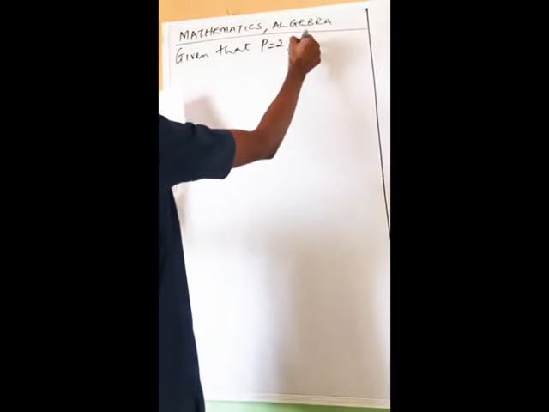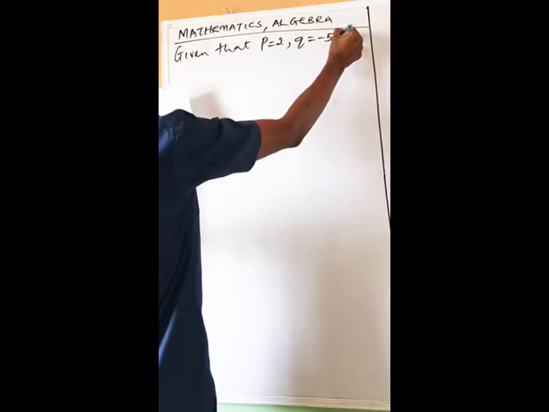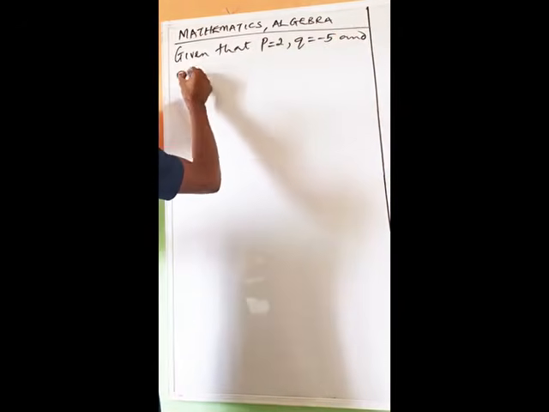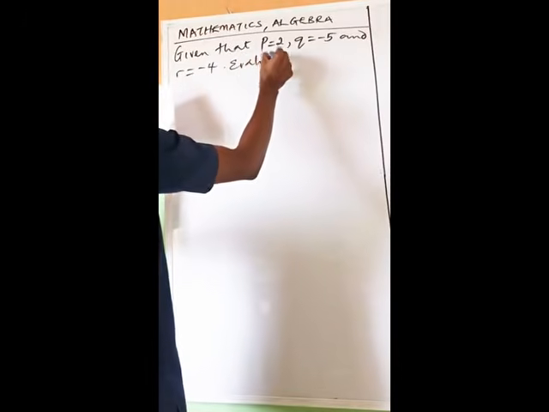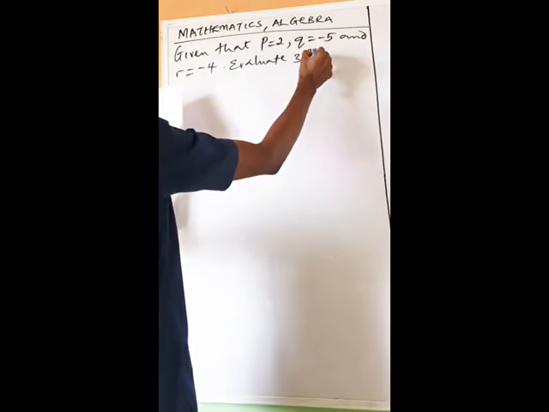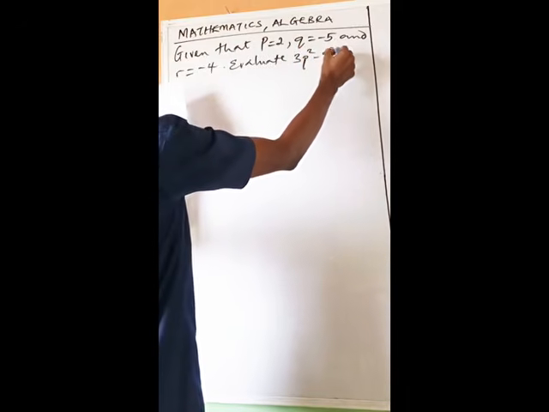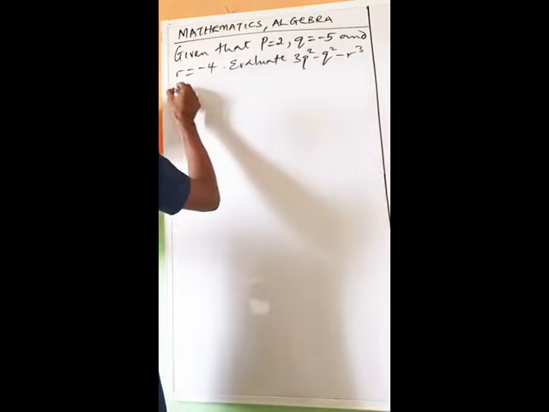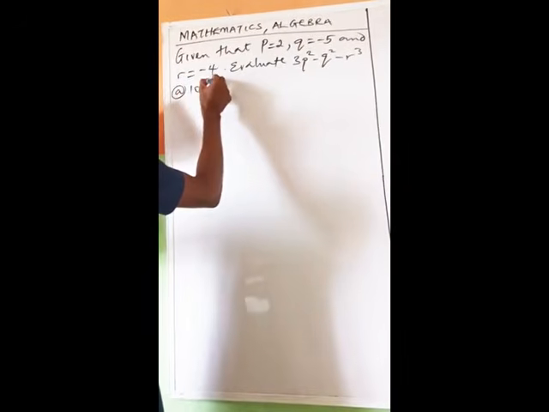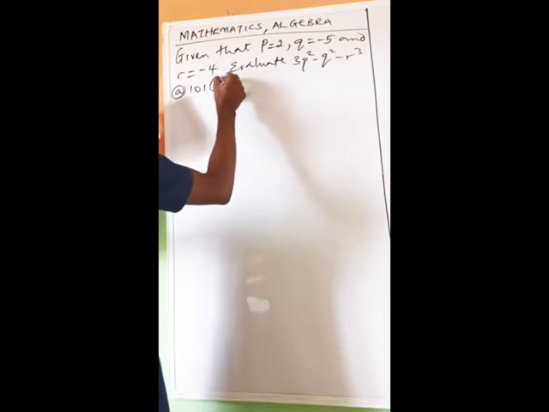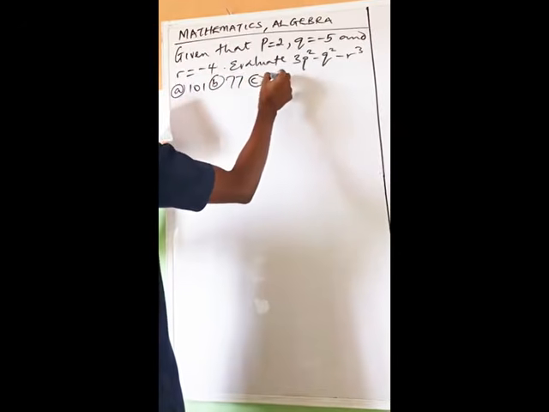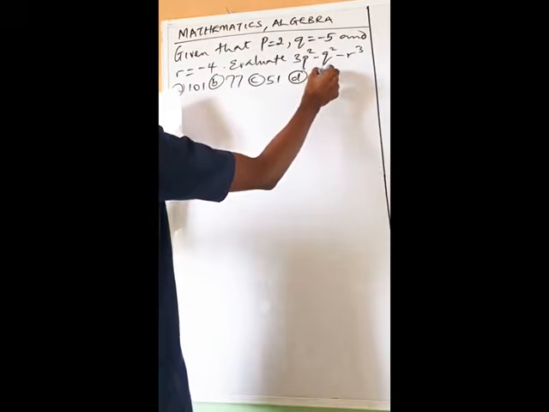Given that P equals Q equals minus 5 and R equals minus 4, evaluate 3P squared minus QR minus R cubed. We're given options: A, 101; B, 77; C, 51; D, minus 27.